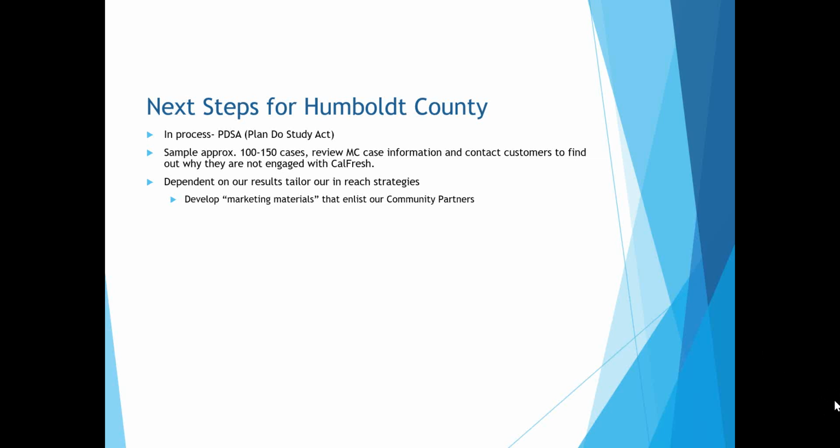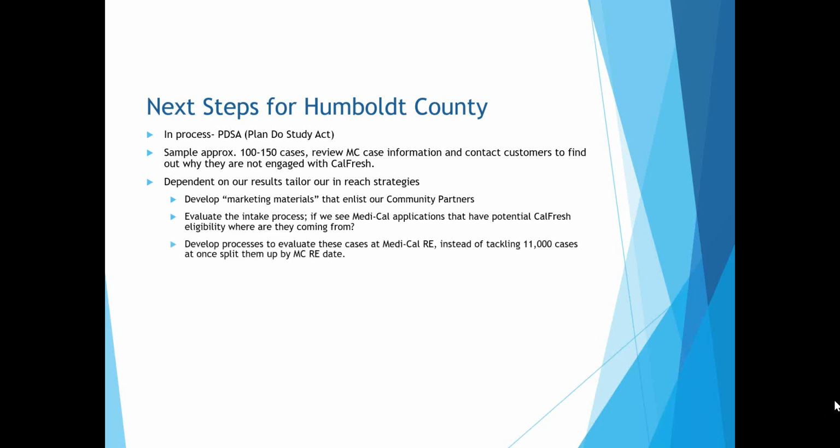Other ideas were evaluating our intake processes. Again, we're just trying to figure out where we are missing these. Are these coming from CalFresh, where they're just not getting CalFresh information? Or are we missing them when we're registering these applications? Is there anything we can identify to improve our processes to increase this number on an ongoing basis? And then also develop processes to evaluate these cases at RE.